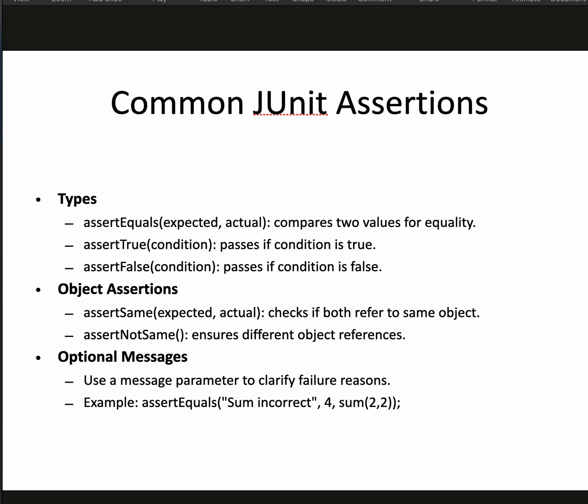Let's look at the most commonly used JUnit assertions and what they're for. assertEquals(expected, actual). This is used to check if two values are equal. It's one of the most common assertions. We use it to confirm that the method returned what we expected.